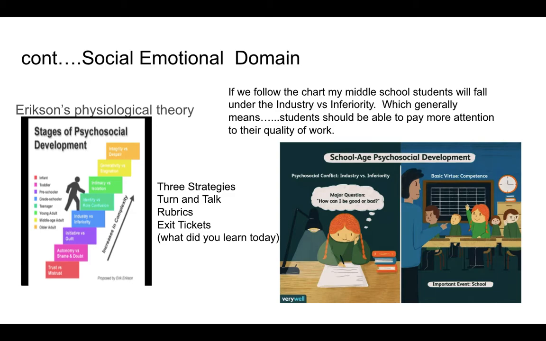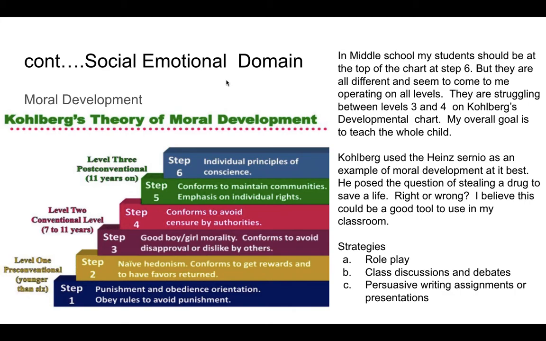It gives them a sense of pride. It gives them a sense of confidence that they can do anything they want to do. So the continuation of the social emotional domain, my middle school students here should be at the top of the chart at stage 6, but they are different, and some come to me on all operational levels.